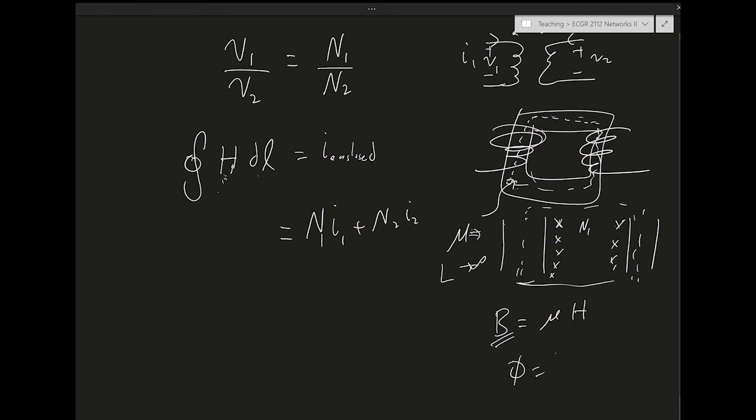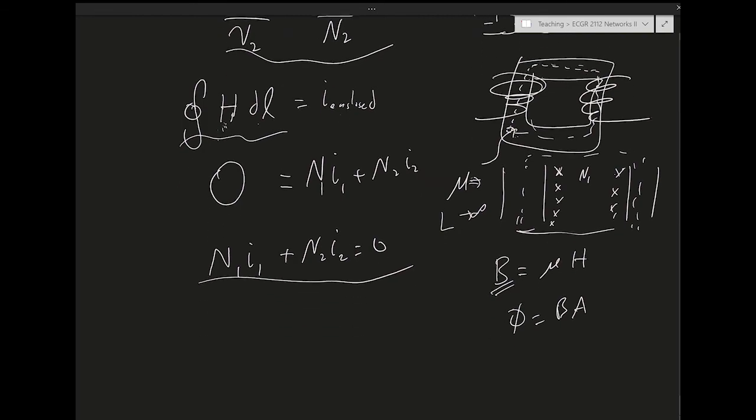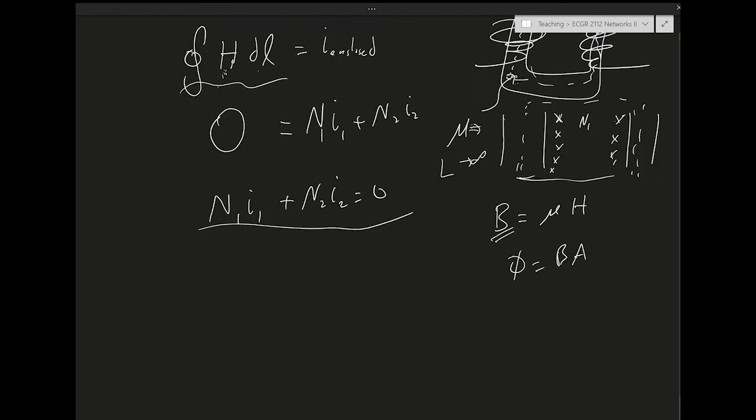Ultimately, phi is just B times A, the cross-sectional area. Right? So the left-hand side approaches 0. And this gives us the second relationship, which is N1I1 plus N2I2 equals 0. Okay, and those simple relationships describe the input-output characteristics of the transformer.